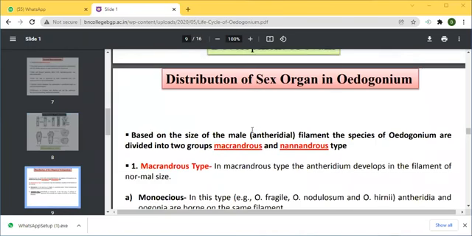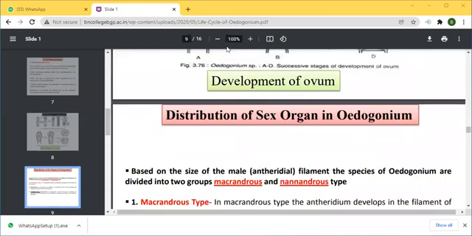But here a very interesting character is there in the sexual reproduction, girls. You can write what the sexual reproduction is, how the male gamete develops, and how the female gamete develops. But the distribution of the sex organs in Oedogonium is very different. Very important characters are there. What are the characters in this one?